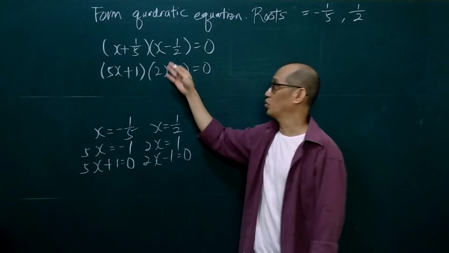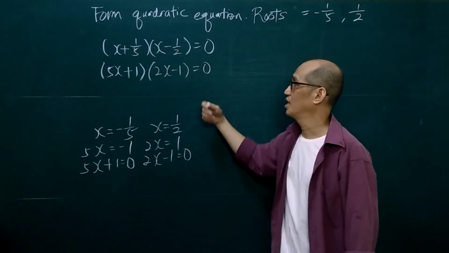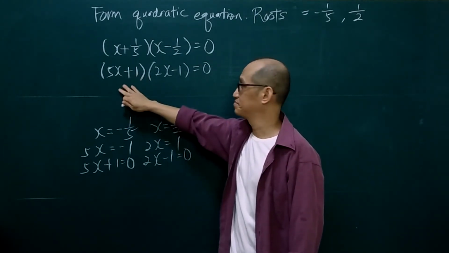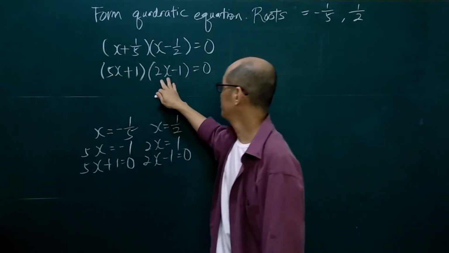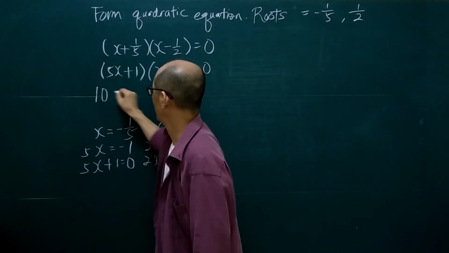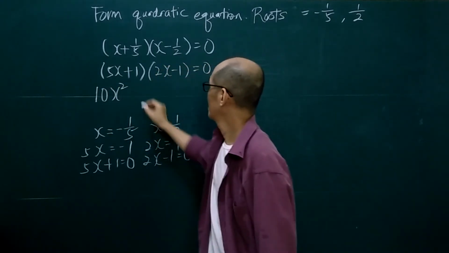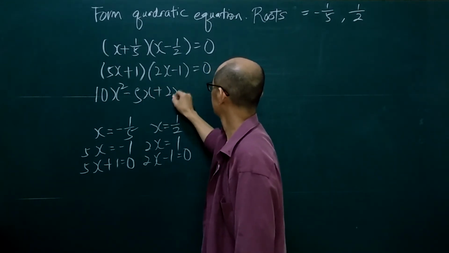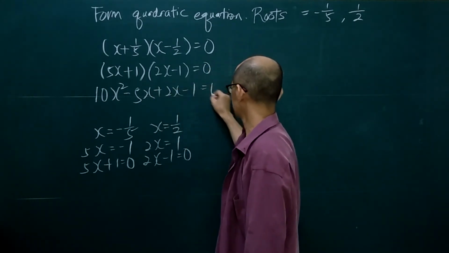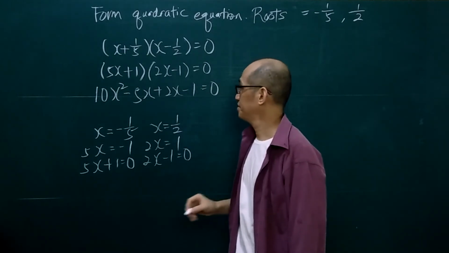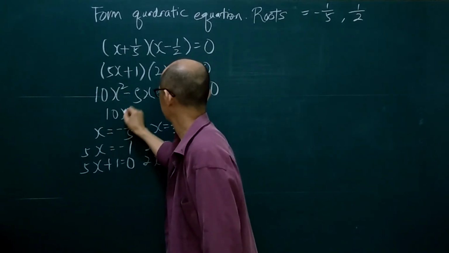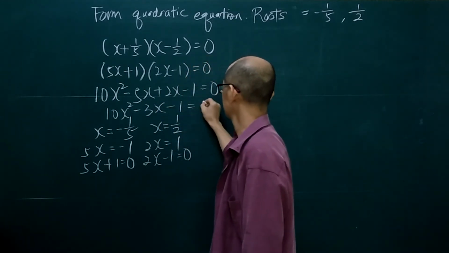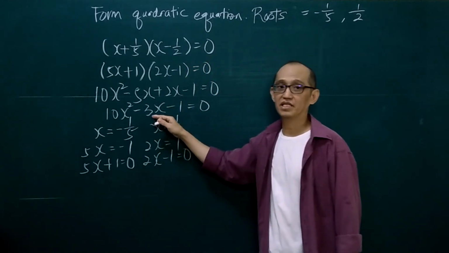We can expand both, either one, and we'll get the same answer. Let's say I expand this one. 5x times 2x, we get 10x squared. Negative 5x. And we get the quadratic equation.